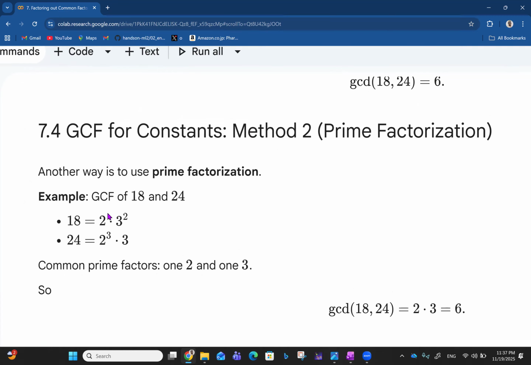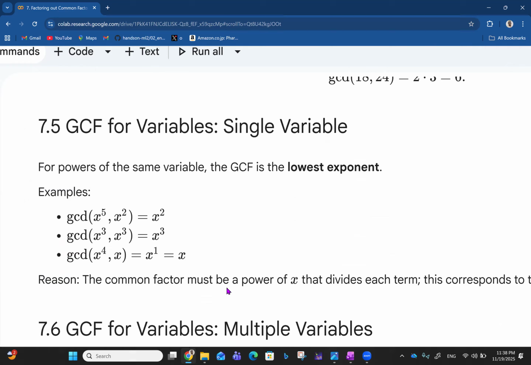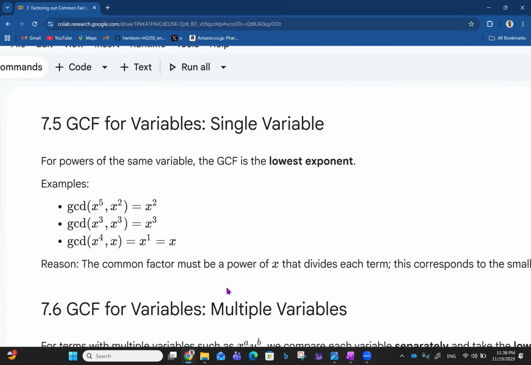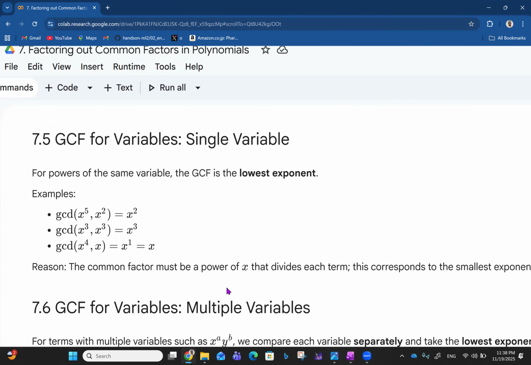So 18 is 2 times 3 raised to power 2, just like what I showed on the other page. And then 24 is 2 raised to power 3 times 3. So we have at least 2 appearing in both cases. 2 raised to power 1 is common, and then 3 raised to power 1 is common. So we have 2 times 3, 6, just like what I showed previously. Okay, and then this same concept can be applied for variables.